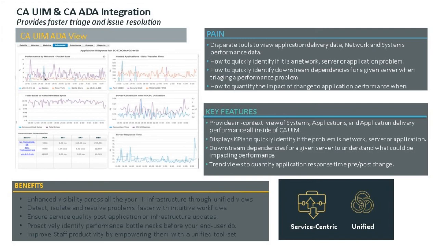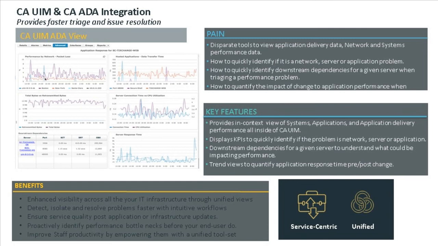Really what we're introducing here, the key features, are that we're providing an in-context view. You've got systems, applications, and application delivery performance all within UIM. We are displaying the KPIs to quickly identify if the problem is a network problem, server, or application. We've introduced a downstream dependency discovery capability and service within UIM. You'll see that in an upcoming slide, to really understand what, in a given server, the dependencies are that that server relies on to deliver a particular application. And then we have trend views as well, which will quantify application response time if you're looking at a change that's been introduced, both pre and post change.